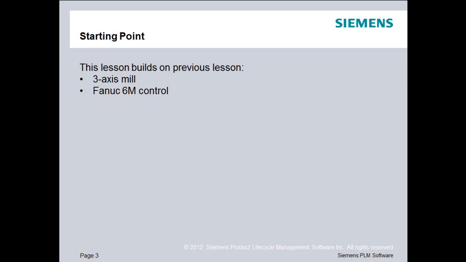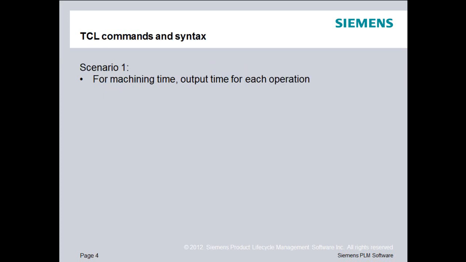As a reminder, this lesson builds on a previous lesson. We created a postprocessor for a 3-axis mill and a Fanuc 6M control. So in this scenario, we would like to output the machining time at the end of each operation. So not only would I like to know what the total time is at the end of the program, I would also like to know what the machining time is at the end of each operation. Let's get started.